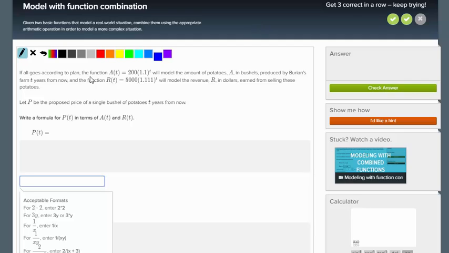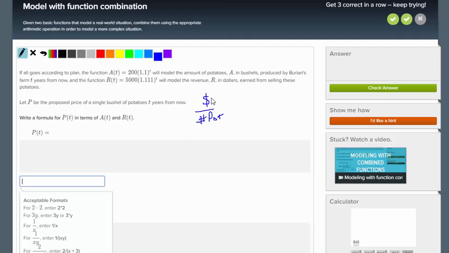So let's think about this. Here's his number of potatoes he's making. This is his revenue for the farm, for the whole farm, all the potatoes he sells. I want to know the price of a single bushel of potatoes. Right, so how do I do that? I take the revenue and divide it by how many potatoes I'm selling, right? That's how I find the price of one potato, or one bushel of potatoes, I should say.